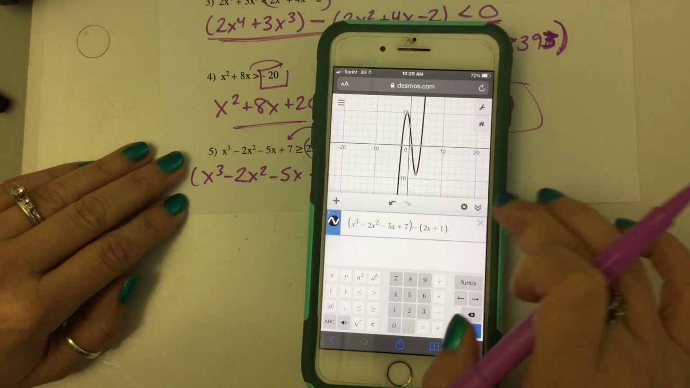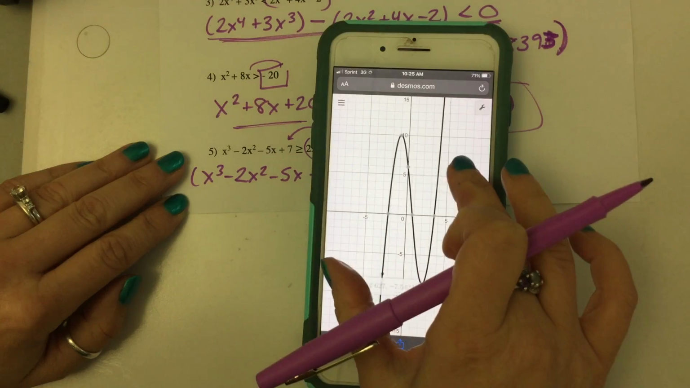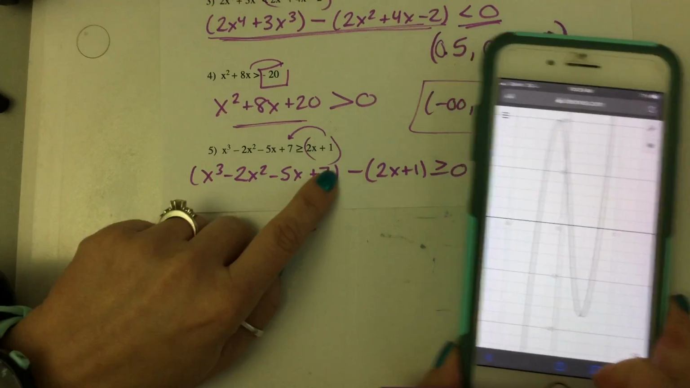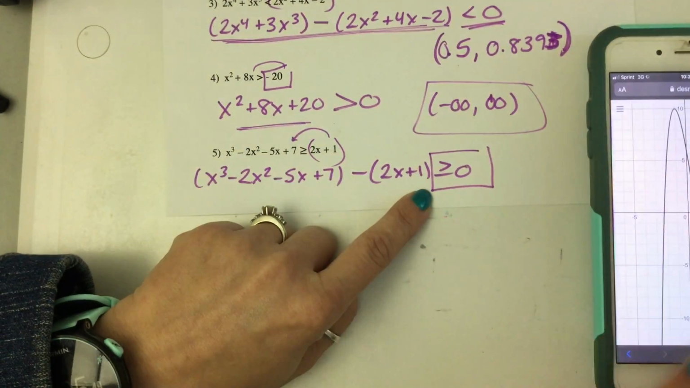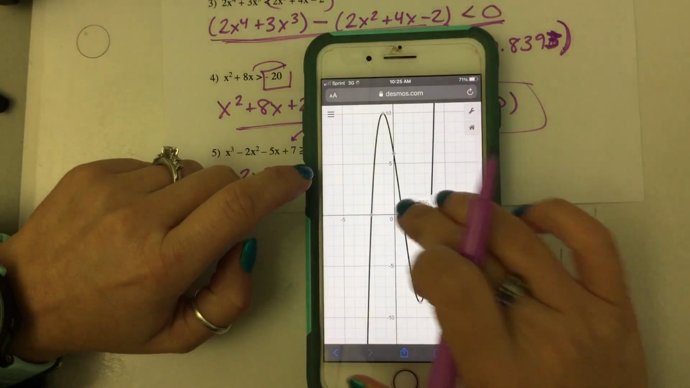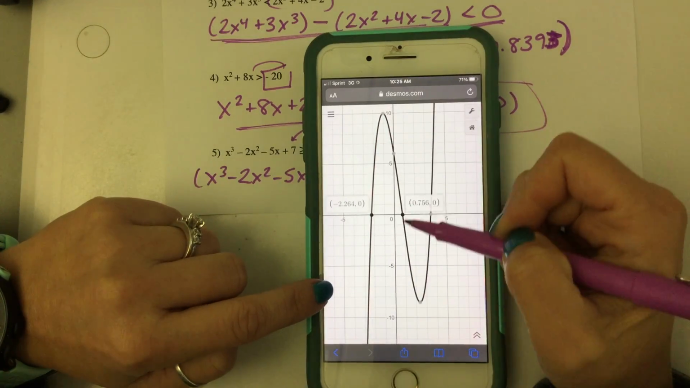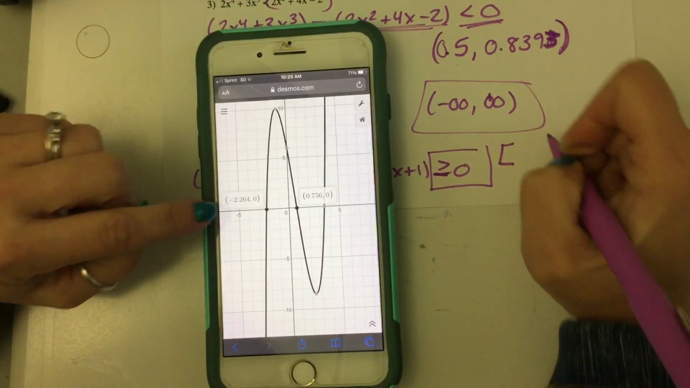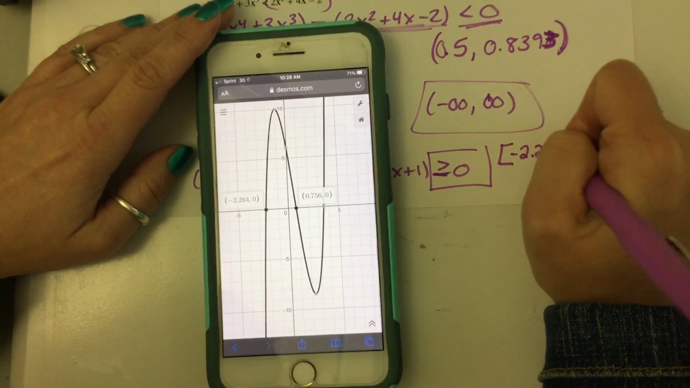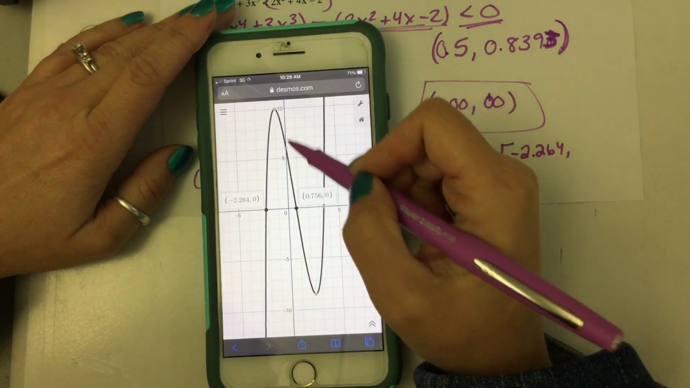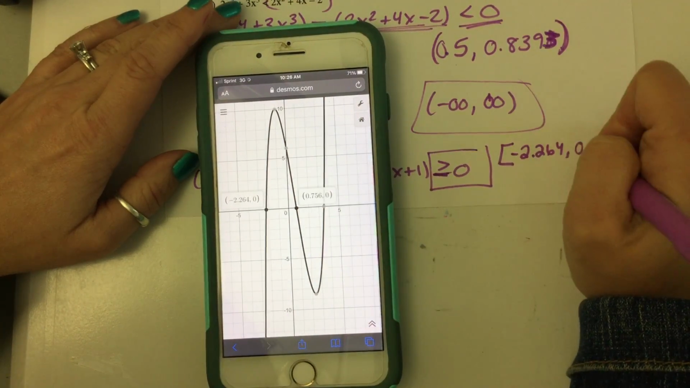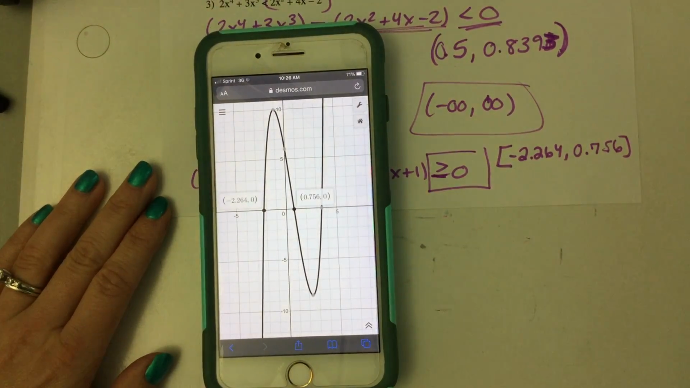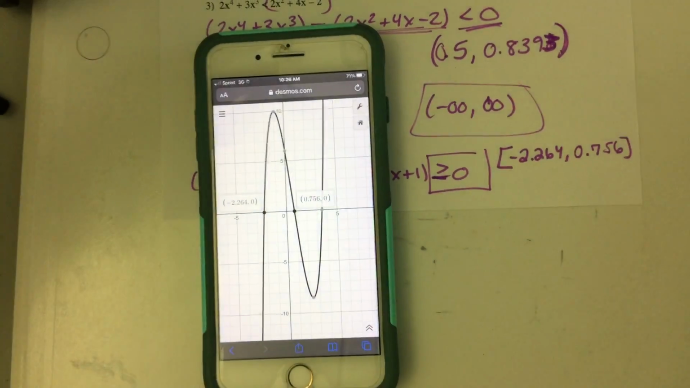So here's the graph. Okay, I'm going to kind of zoom this in a little. That's pretty darn good. I can see everything. So if I look at this, I want to know when it's greater than or equal to 0. Well, there's two little intervals here. This is all greater than or equal to 0. And it includes it because it's equal to, so it's a square bracket, negative 2.264. It's above the 0, all the way till you get here. It hits 0 again, 0.756. Okay, so that is where it includes those points.